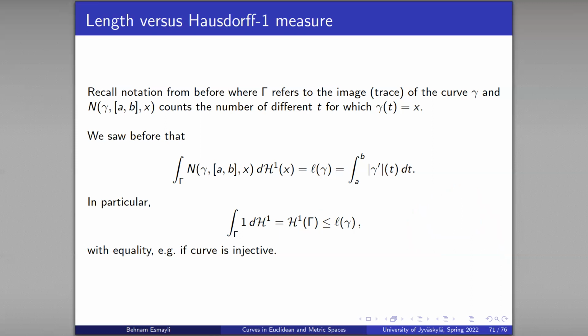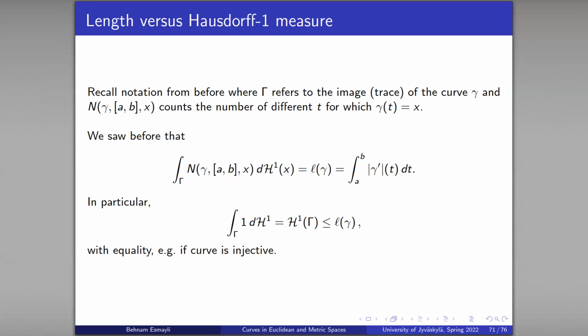And also this indicates that if you are injective, then these quantities become equal. So it's important to keep this in mind: the difference between length and H1 of the image is exactly due to the parts where we have double covers. And if you integrate instead of 1 this multiplicity, which detects all these overlaps, you end up being equal. So if you integrate 1, you only get H1 of gamma. If you integrate multiplicity, you get H1 with multiplicity, which ends up being equal to length.